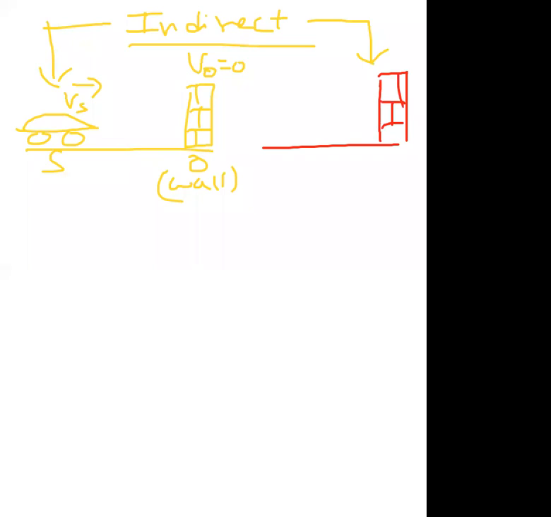In the first situation, the source emits frequency n, and the wall listens with frequency n dash. The observer here means the listening frequency is n dash. Now the situation is different. Now the wall itself will act as a source, so Vs is equal to 0. And now this is a source.